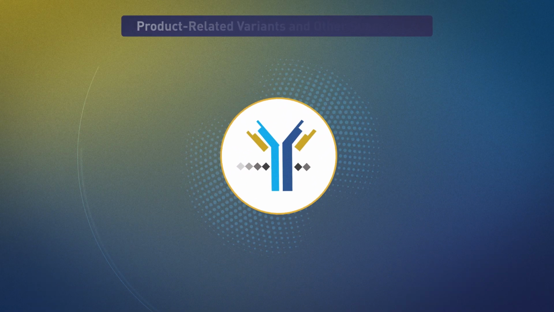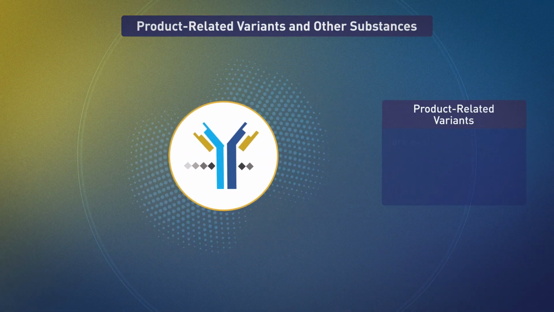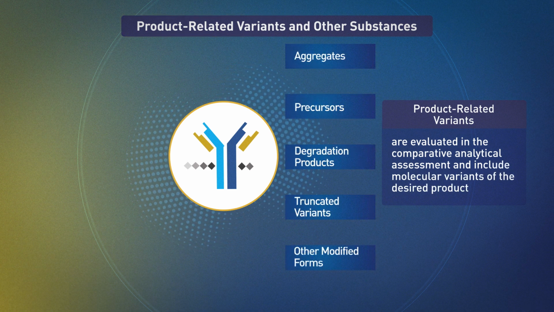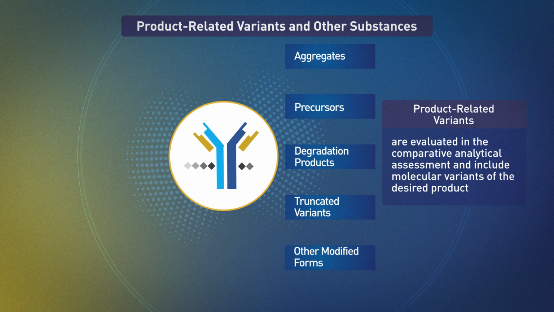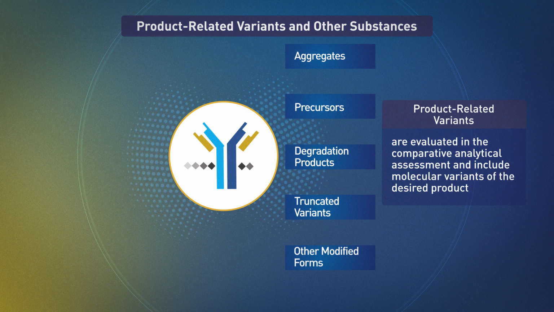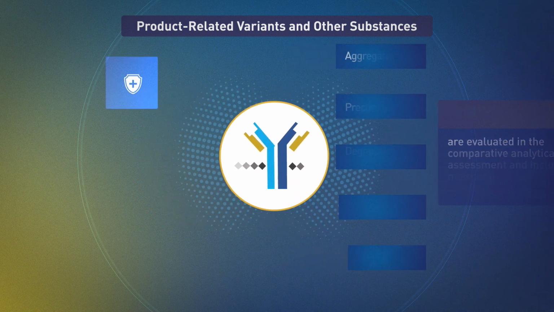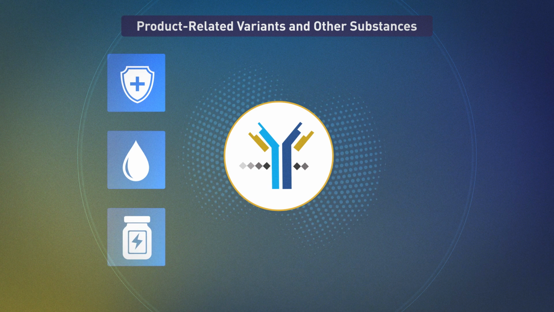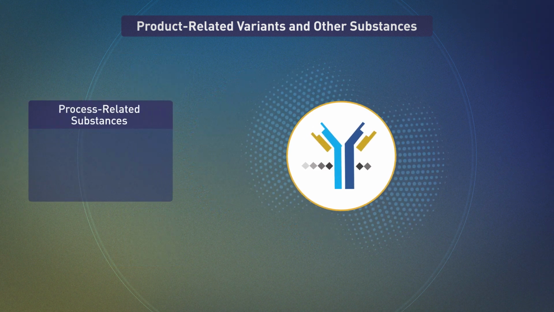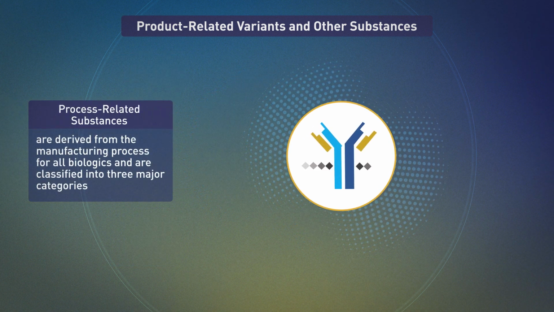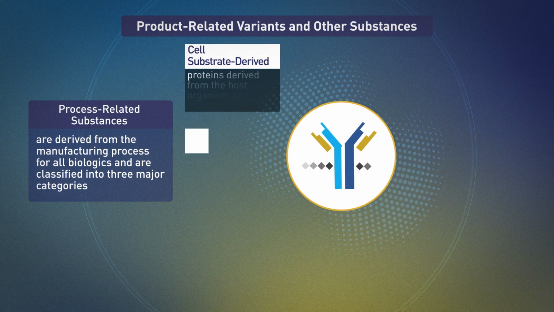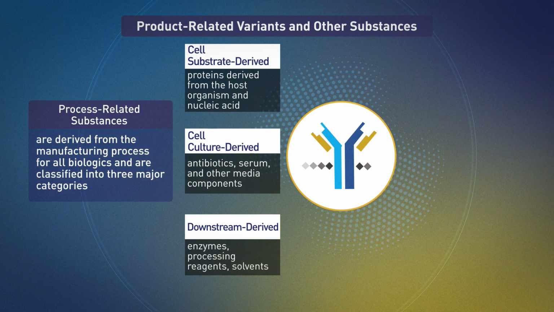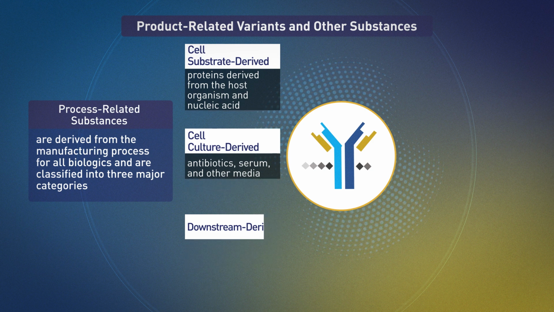The comparison between a proposed biosimilar and the reference product also includes product-related variants, like aggregates, precursors, fragments, or other modified forms of the desired protein. These data are compared across multiple product lots and help provide assurance about the safety, purity, and potency of the proposed biosimilar. A proposed biosimilar application also includes data about process-related substances from the manufacturing process which arise from cell substrates, cell culture components, or downstream processing steps, and how they and the manufacturing process will be carefully controlled.